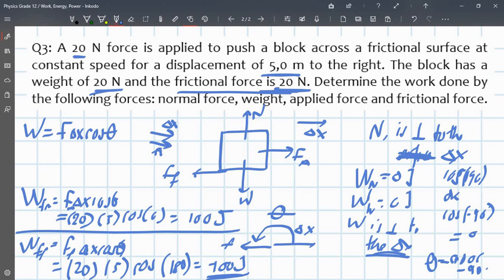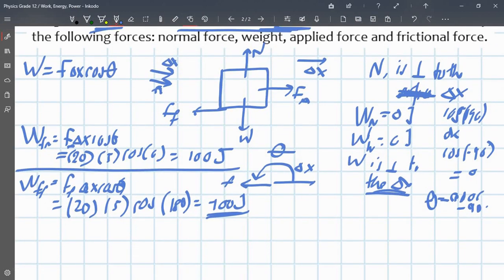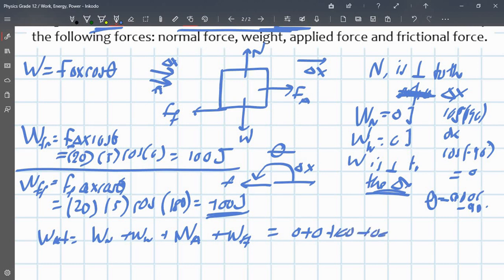It's important to note that the net work done can be negative. It's not necessary that it always be positive. So if you calculate the net work done, net work is equal to work by the normal plus work by the weight plus work by force applied plus work of the frictional force. That's going to be equal to 0 plus 0 plus 100 minus 100 to give you work net equal to 0 joules. That's how you do these types of questions.